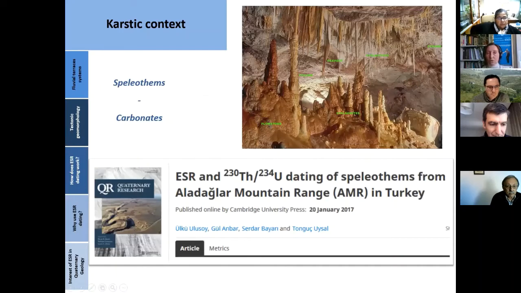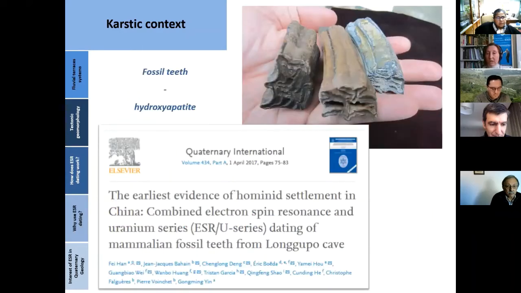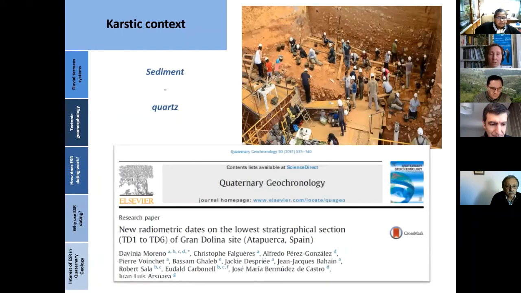But we can also work in karstic context. We know that caves contain a variety of deposits. In theory, all these deposits can be used for dating purposes. But the majority of papers about ESR in caves are about dating carbonate from speleothems. For example, this one. But we can also, in archaeological context, date fossil teeth and also sediments, because this is an indirect age, but it's very important also to strata where we don't have fossils.